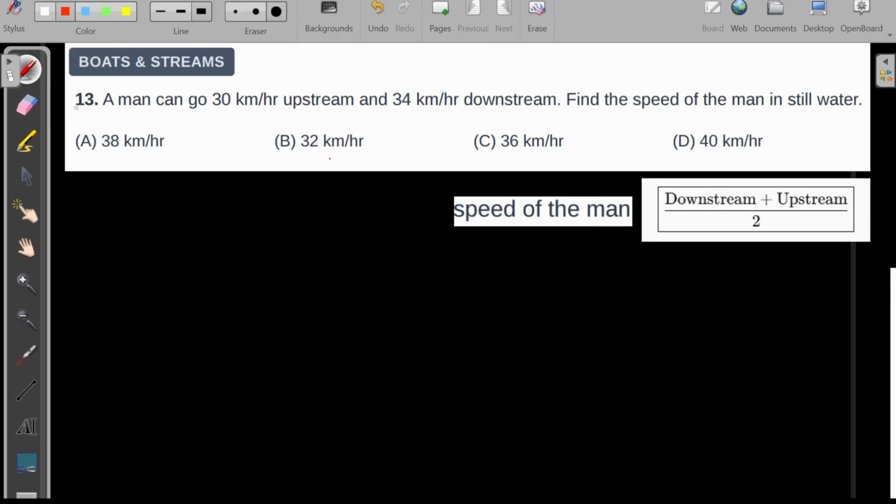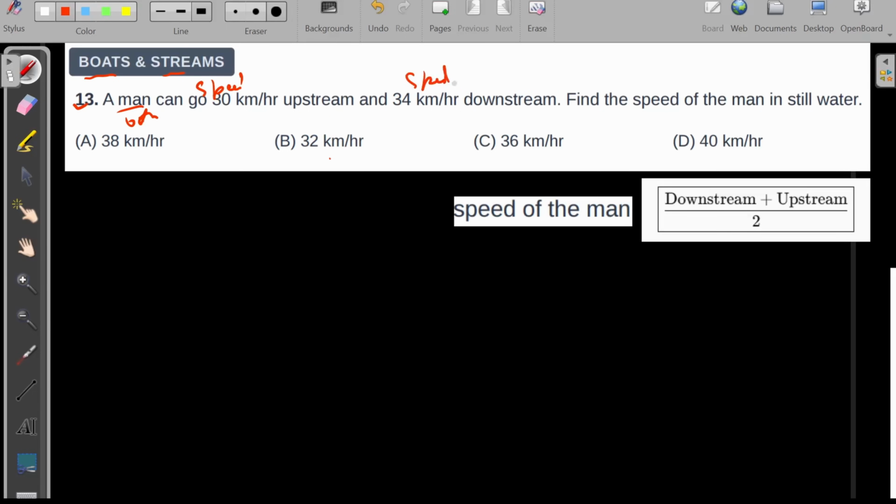Now we move on to question number 13, and question number 13 deals with boat and stream. In order to solve this question, we will use a formula, which in this case is speed of the man equal downstream plus upstream over 2. But before we do that, we will look at the question. A man can go 30 kilometer per hour upstream. So this is the speed of a man, or in this case, it's a boat. The boat can go 30 kilometer upstream and 34 kilometer downstream.